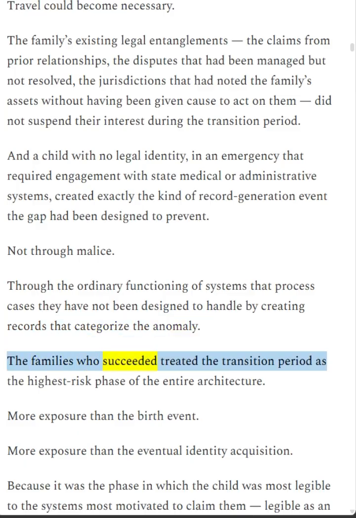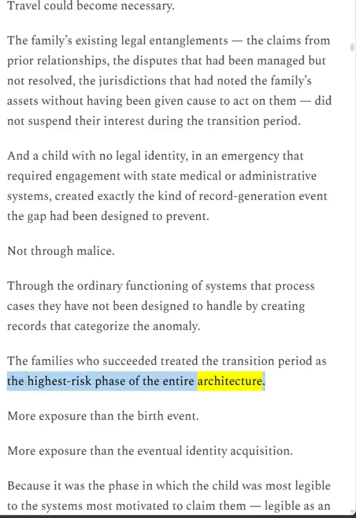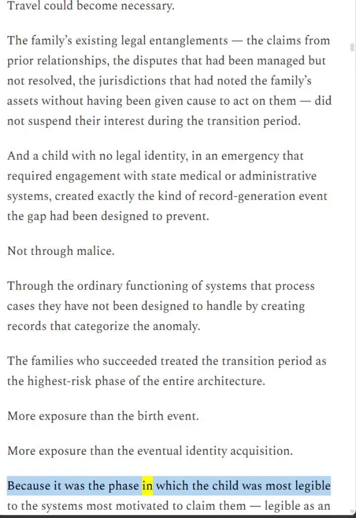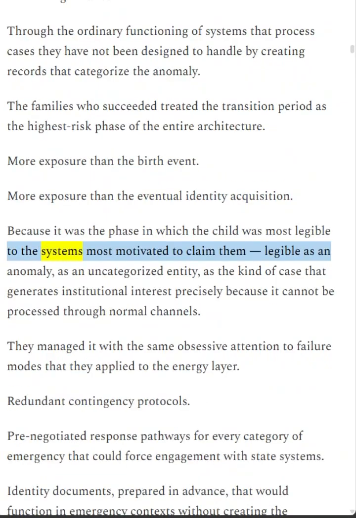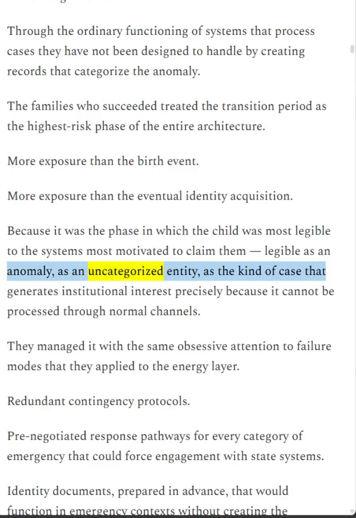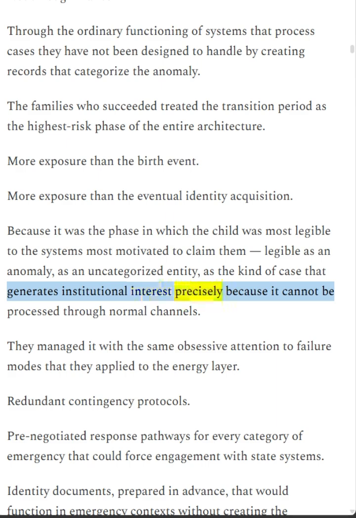The families who succeeded treated the transition period as the highest risk phase of the entire architecture. More exposure than the birth event. More exposure than the eventual identity acquisition. Because it was the phase in which the child was most legible to the systems most motivated to claim them, legible as an anomaly, as an uncategorized entity, as the kind of case that generates institutional interest precisely because it cannot be processed through normal channels.